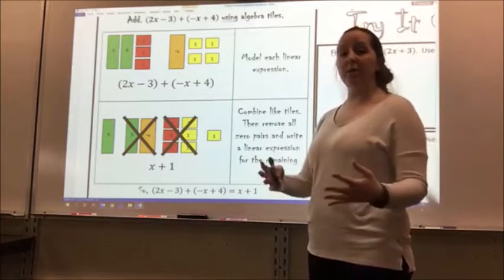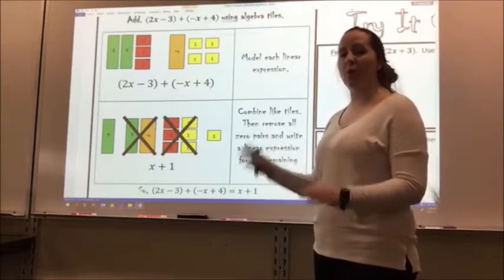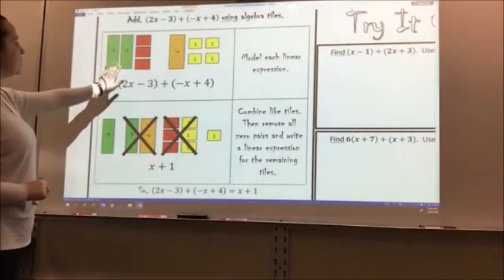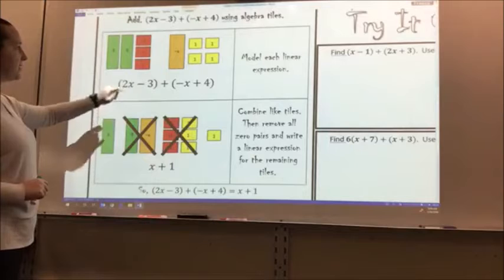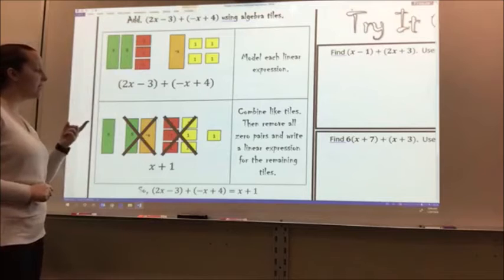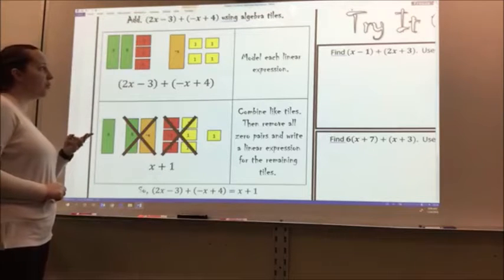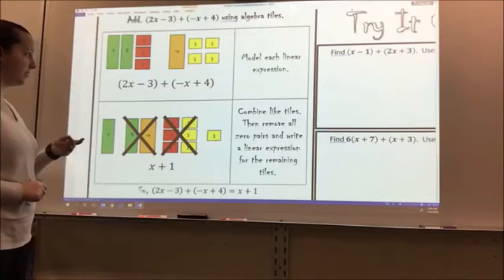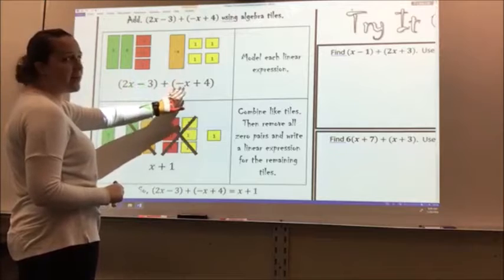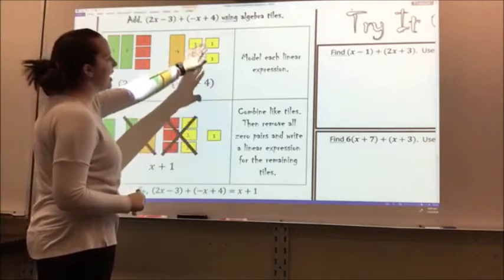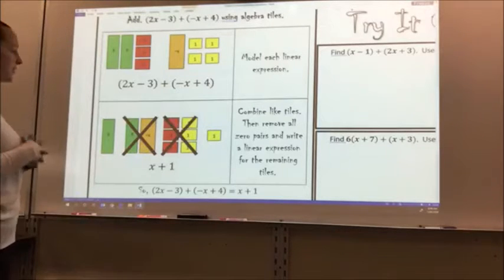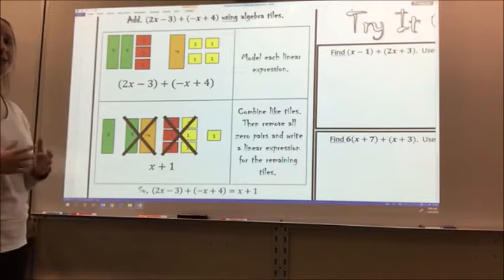So the first thing I'm doing when I'm using algebra tiles is actually creating what the expressions are. So for example, 2x minus 3. I have 2 green x's because they're positive, and 3 red squares because they're negative constants. Okay, so my greens are positive variables, my reds are negative constants. Okay, then negative x plus 4, I have an orange x because it's a negative x, and then 4 positive yellow tiles. Okay, so now I want to go ahead and think about which ones can I use to cancel each other out so I can create some zero pairs.